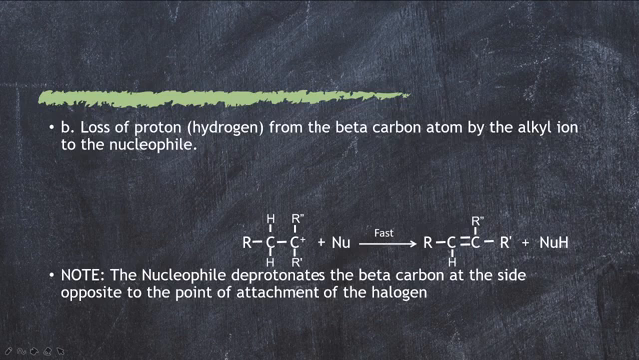Now, note, the nucleophile deprotonates the beta carbon at its side opposite to the point of attachment of the halogen. I made this point clear earlier when I said it's going to deprotonate from this point. Don't mind my positioning of this. I just wanted to put my plus in a place that you actually notice it. This bond can actually be found here. Regardless of the position, I just wanted to make sure my positive charge is indicated. So that's what is happening here.